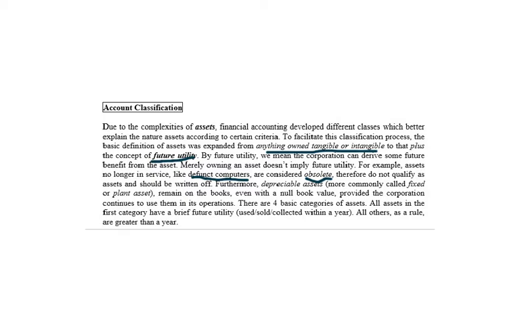And also, this definition affords us the possibility of being able to keep depreciable assets, which are sometimes called fixed or plant assets. So these can remain on the books even though they have a null book value. Now, the idea here is that you've written them down to zero, but you're still using them, right? You're still abiding this idea here of future utility. You're getting something out of them still.